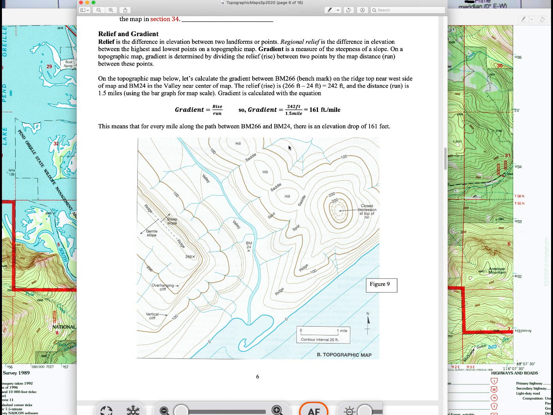But in this case, I picked these benchmarks. So benchmark 266 means that this point was surveyed and its elevation is 266 feet above sea level. And here benchmark 24 was surveyed and it's 24 feet above sea level. So I measured the distance here using this ruler and I got about 1.5 miles. So that's how I got this number here. So I figured out the rise over the run, the difference in elevation over those 1.5 miles, and it gave me for every mile along this path, you're dropping 161 feet. So that's a gradient, or the steepness of the slope.